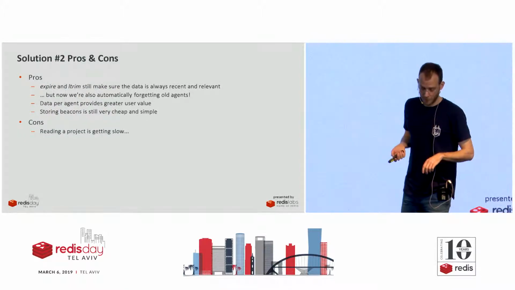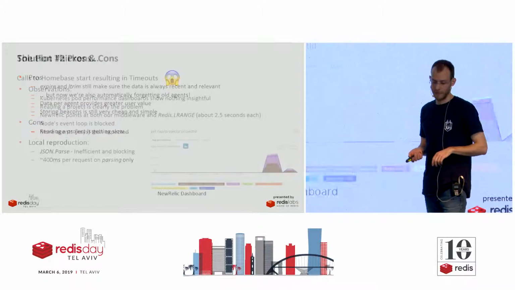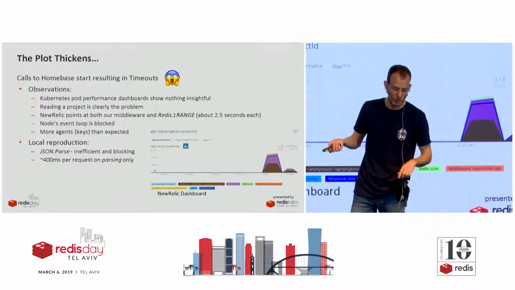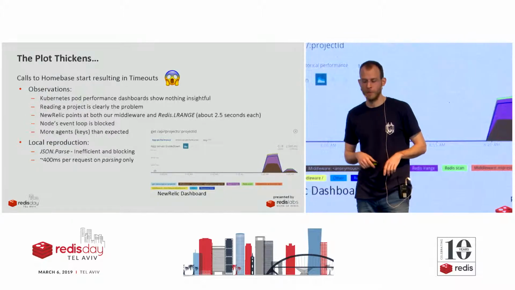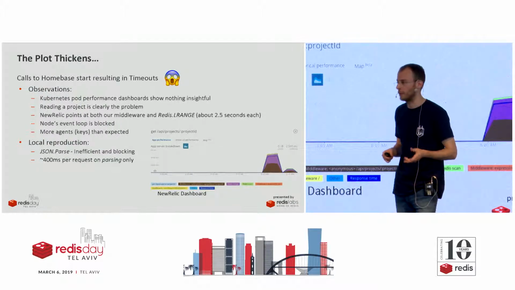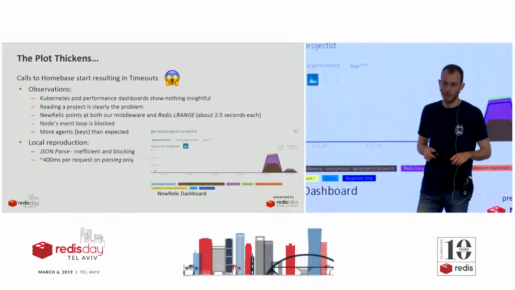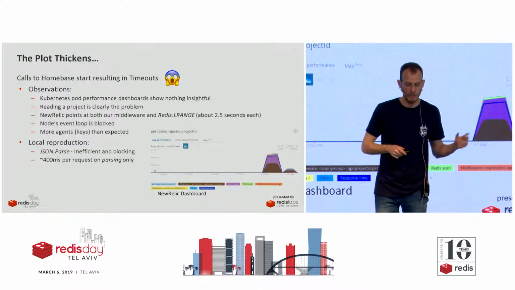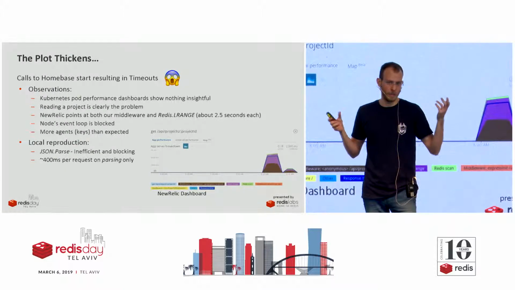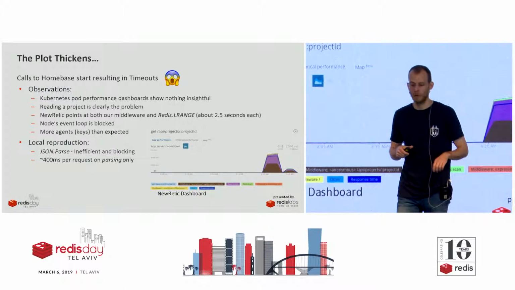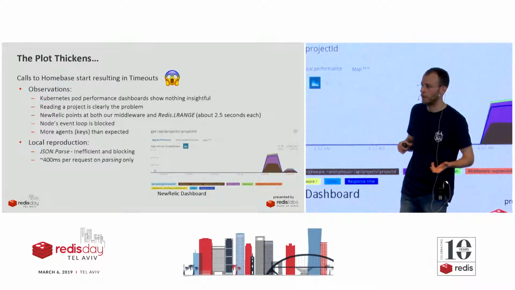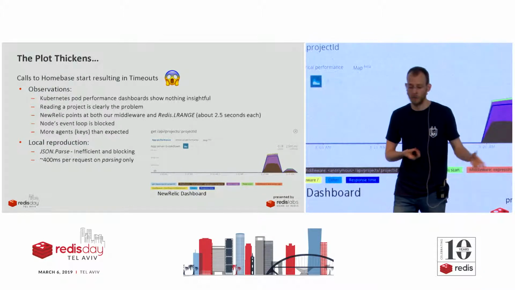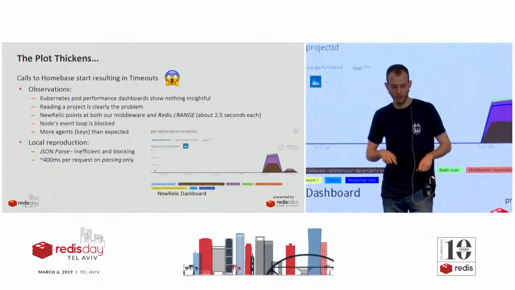How slow, we didn't realize until a sunny day, or it was in December, so maybe it was raining, I don't know, and calls to Homebase, which is a microservice, started getting timeouts. We only knew that requests take more than 2 seconds, but we didn't know why or how. So we started looking wherever we could. We started looking in our performance dashboards, but we didn't see anything meaningful. We clearly knew that the problem is reading a project, for example, not storing beacons.